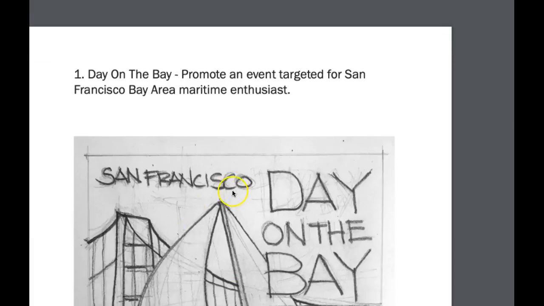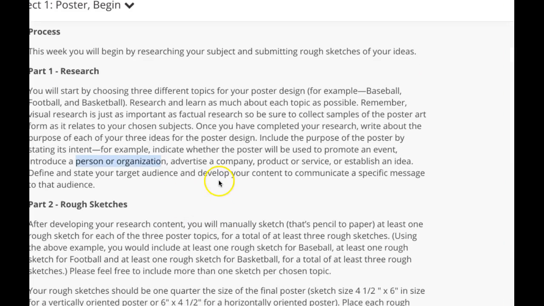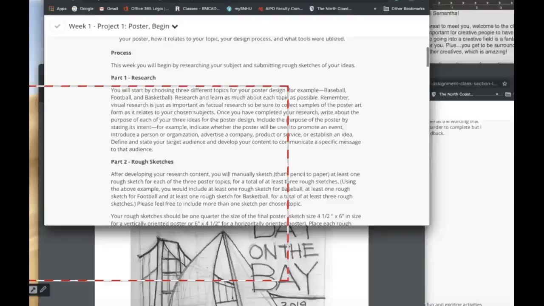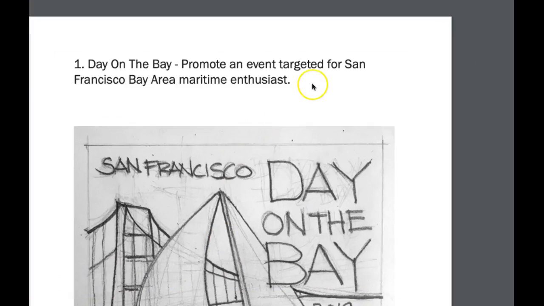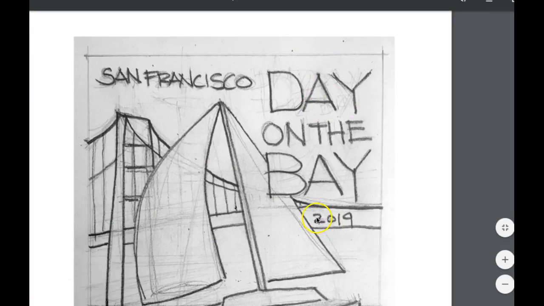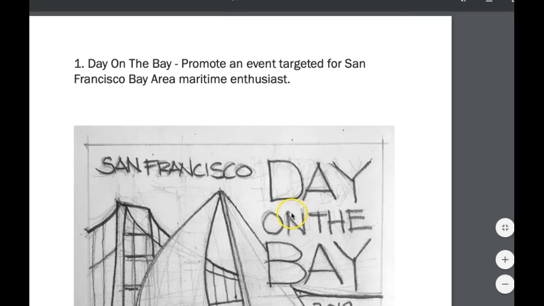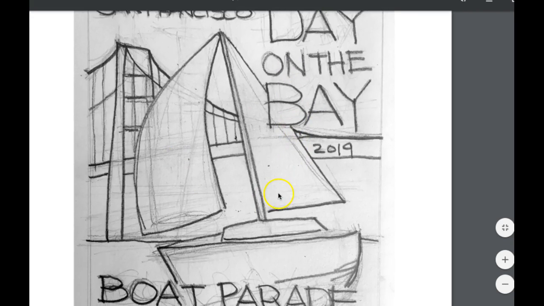That's fantastic. The one thing we don't have is your target audience. As we can see, it says to define and state your target audience and develop your content to communicate a specific message to that audience. So what I'd like to see you do is define your target audience. Who are you trying to communicate to? And then just a little description of how you feel this piece will effectively communicate to that given audience.